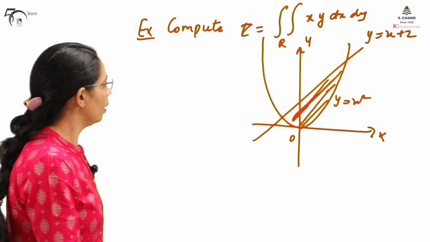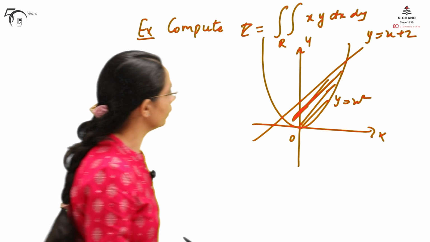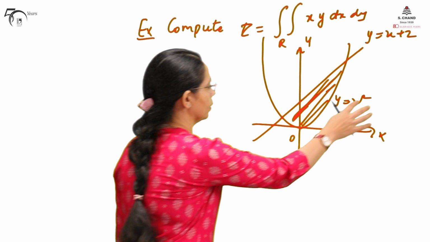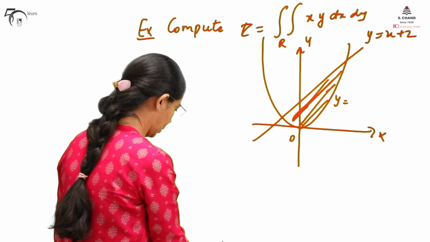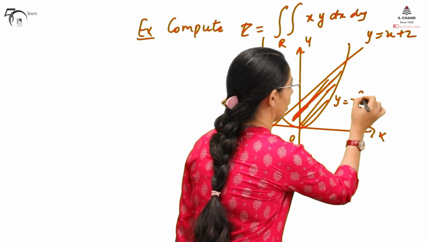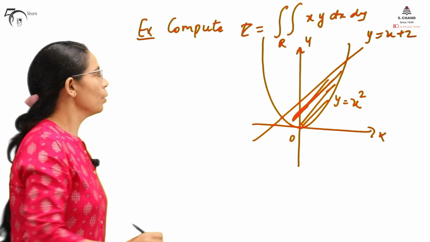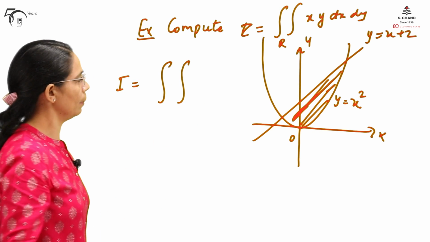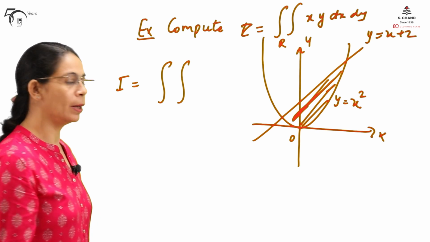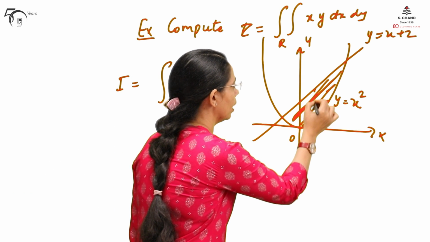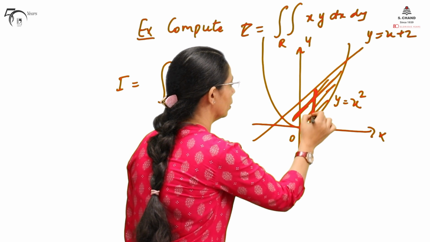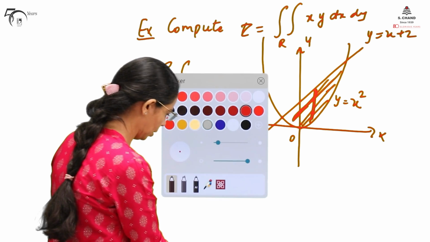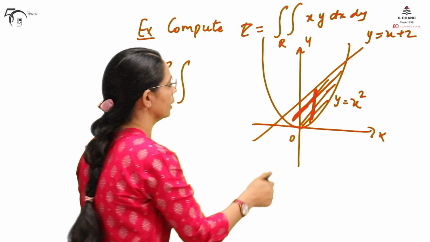Okay, so we will find out the limits in both ways, by taking with respect to x first and with respect to y first. So let me write it clearly. First, we will compute the same integral by taking the limit of y first. So for the limit of y first, we need to take a strip parallel to the y axis. Let me change the color of the pen so that it is clearly visible.